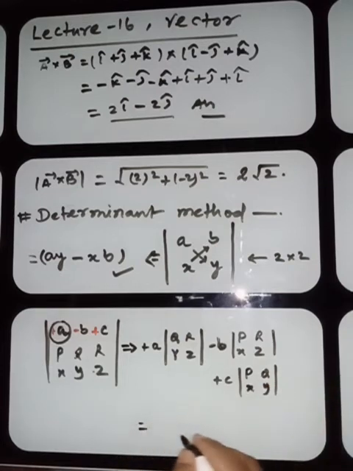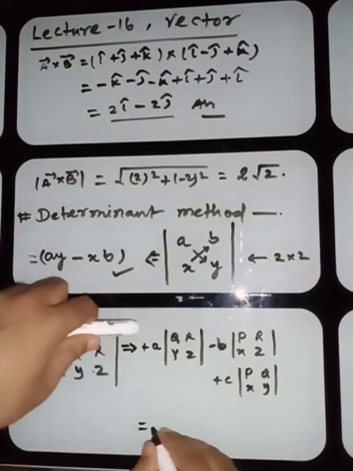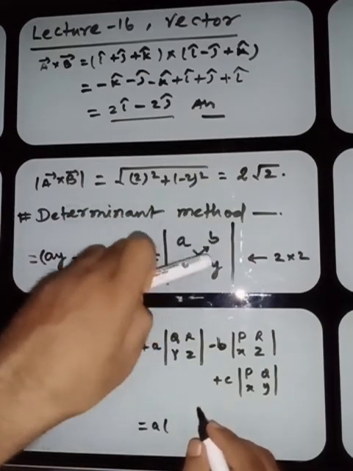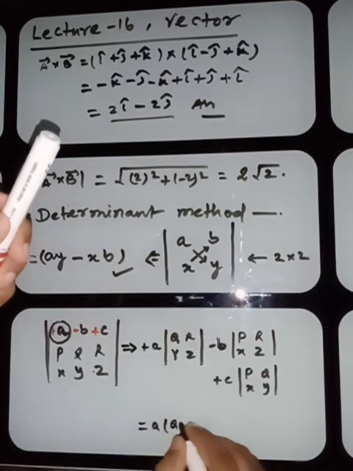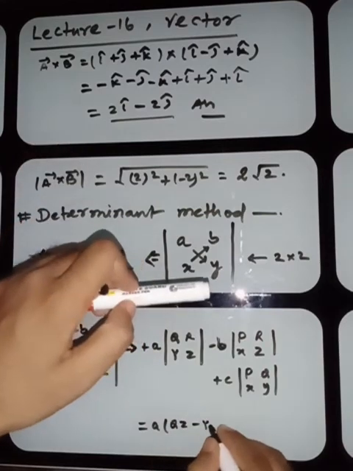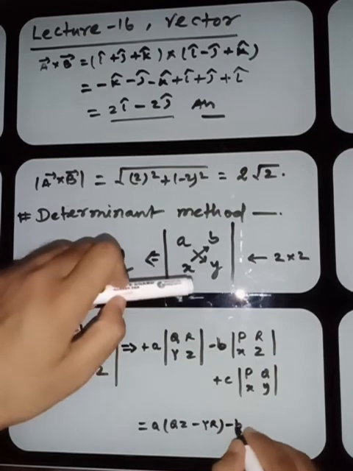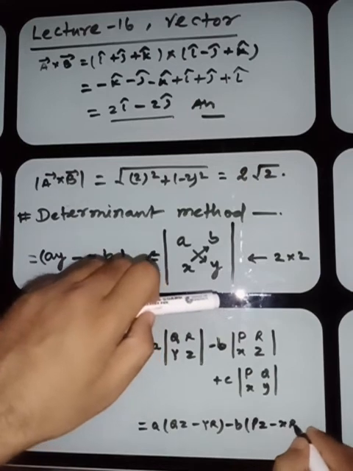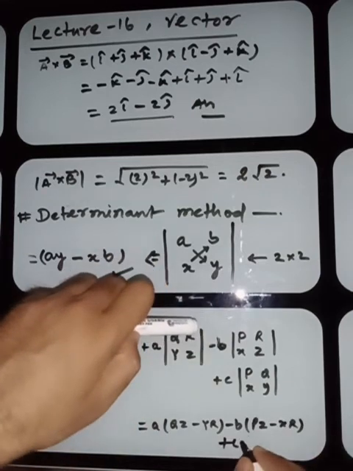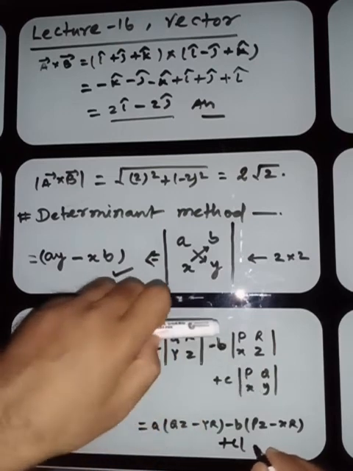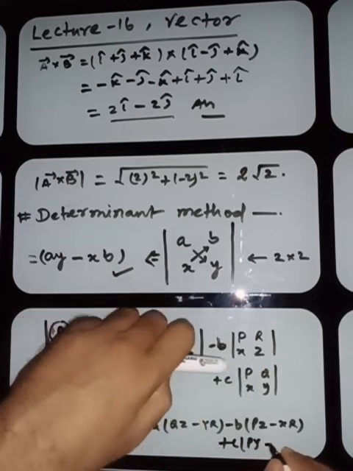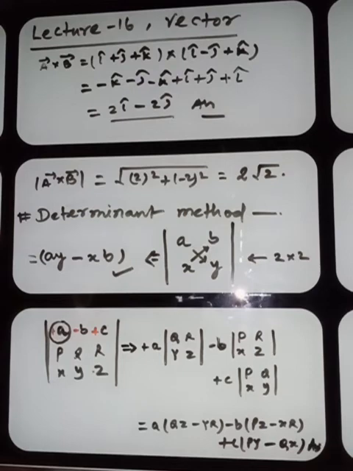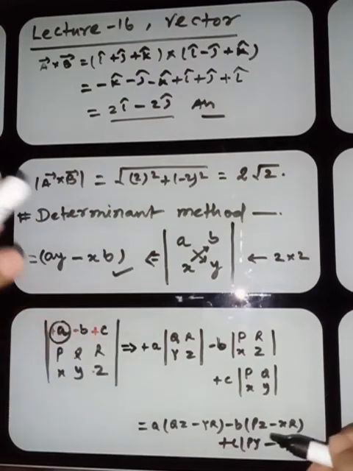Now, let me find the answer. Here, A. The cross multiplication in the same way you have done here: QZ minus YR. Then minus B, PZ minus XR. Plus C, PY minus QX. This is the answer. All right, so in this way you can split a determinant.